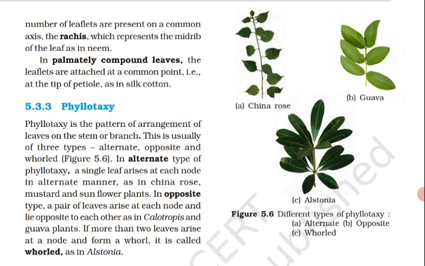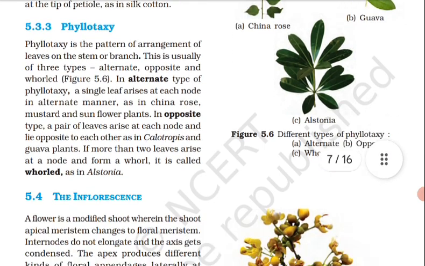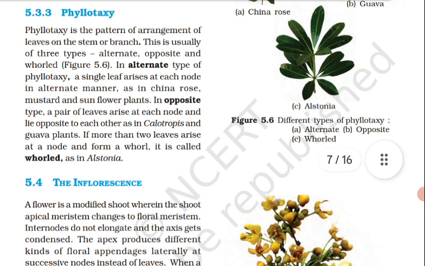Based on the position of the calyx, corolla and androecium in respect of the ovary on thalamus, the flowers are described as hypogynous, perigynous and epigynous in figure 5.9. In the hypogynous flower, the gynoecium occupies the highest position while the other parts are situated below it. The ovary in such flower is said to be superior. Example, mustard, China rose and brinjal, which you can remember by MCB.